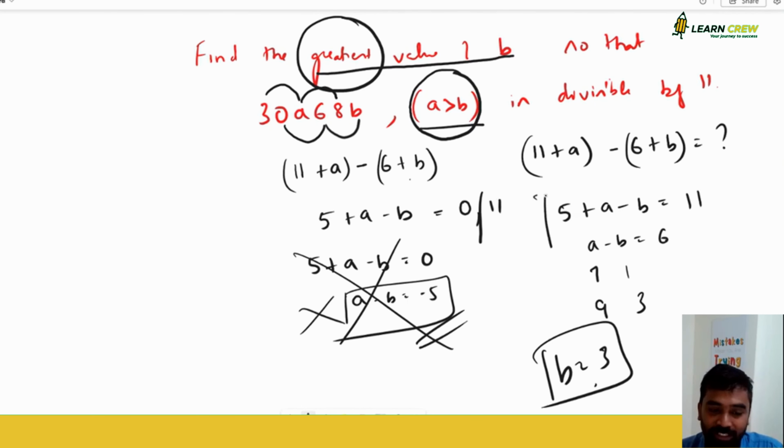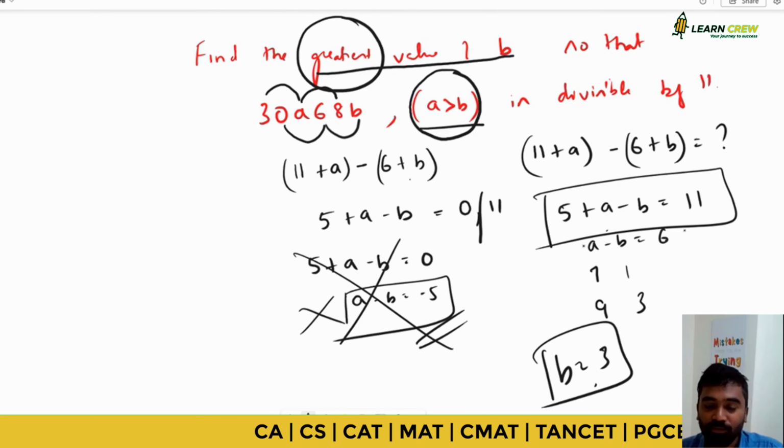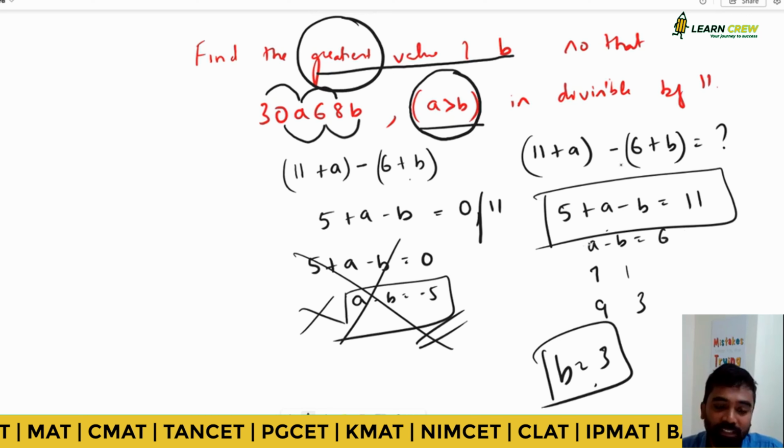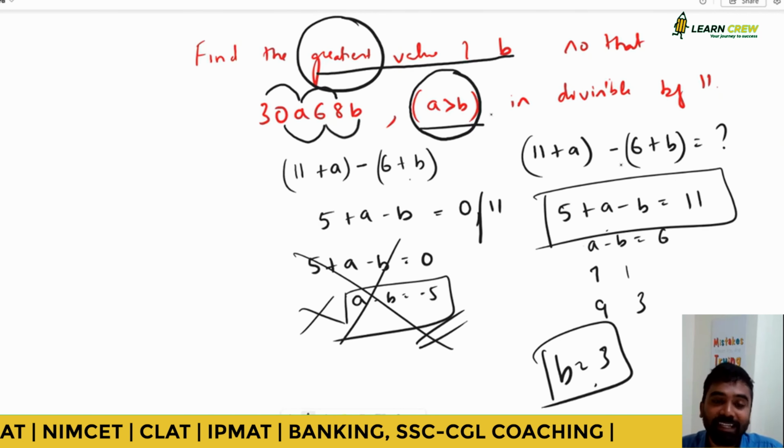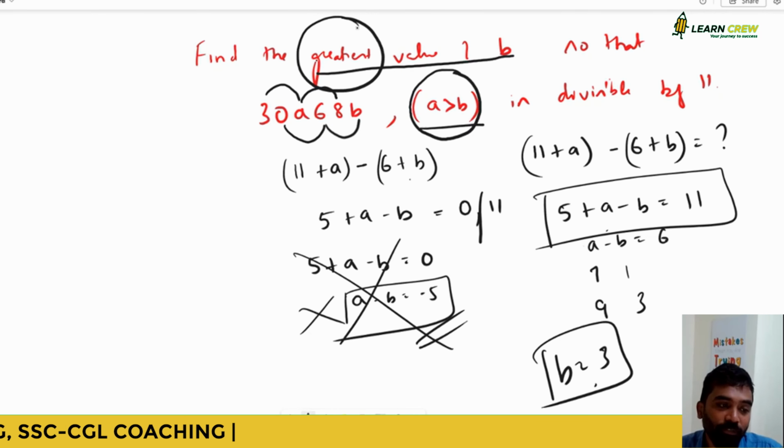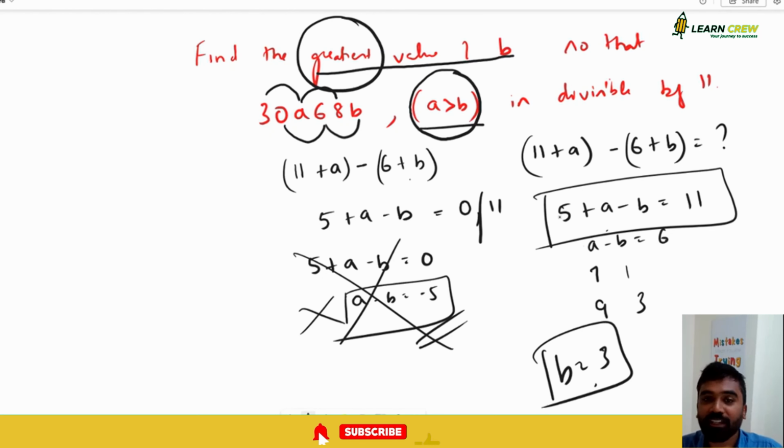See, until this equation, everyone got. Now, the only thing we want is A minus B should be equivalent to 6. In order for this A minus B to be 6, where A is greater than B, I need to find the greatest value of B. If I substitute, I'm going to get 7 minus 1, 8 minus 2, 9 minus 3. That is the maximum thing which I can get. More than that, I cannot go, right?